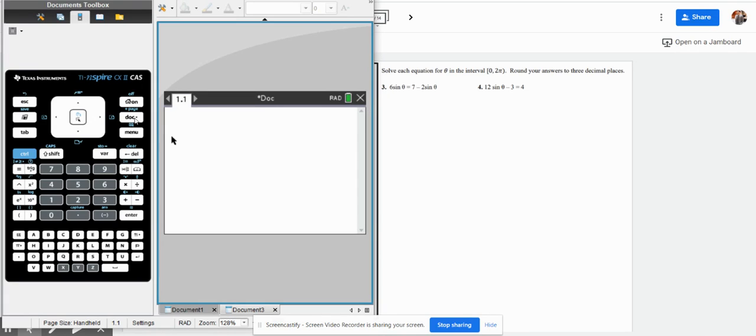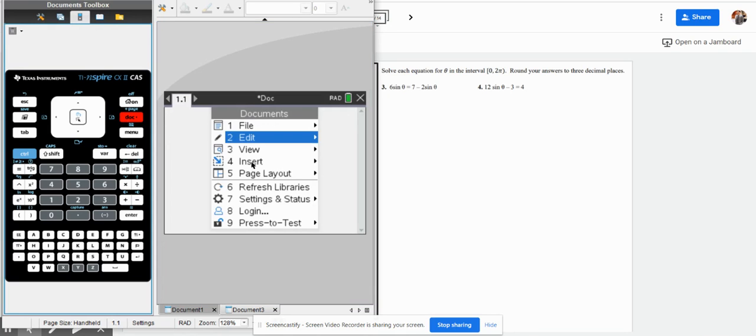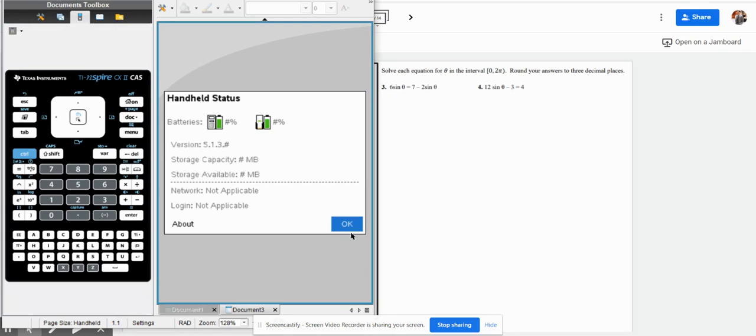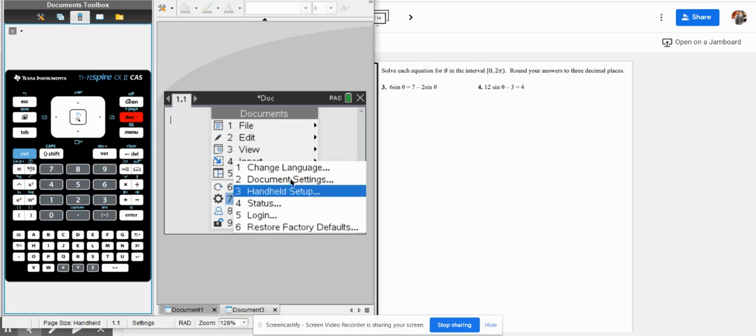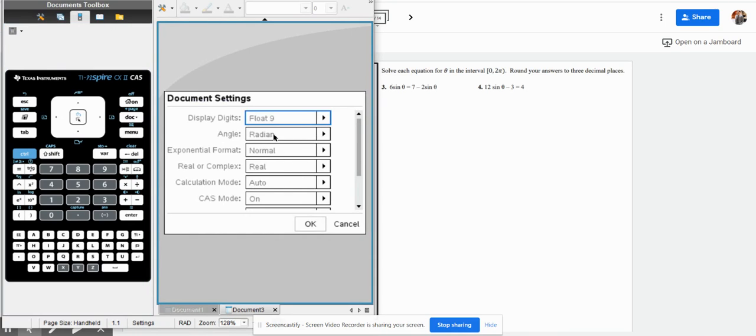Just make sure you're in radian mode as well. So the way you could check that is if you go to doc, settings, document settings. All right, and you're in radian mode, so we're good.